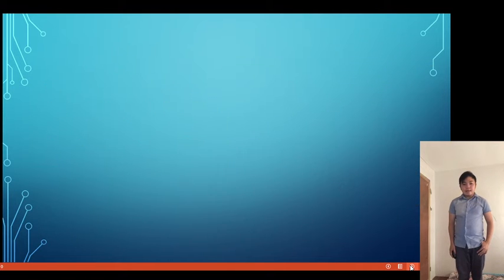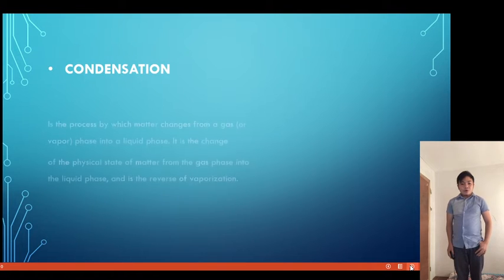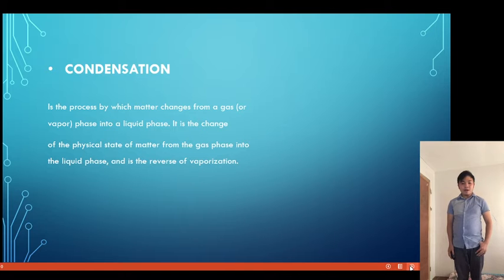Next is condensation. What is condensation? Condensation is the process by which matter changes from a gas or vapor phase into the liquid phase. It is also the change of the physical state of matter from gas into liquid phase, the reverse of vaporization. Water vapor condenses onto small airborne particles to form dew, fog, or clouds. The most active particles to form clouds are sea salts, atmospheric ions caused by lightning, and combustion products containing sulfurous and nitrous oxides. Condensation is brought about by cooling the air or by increasing the amount of vapor in the air to the saturation point.